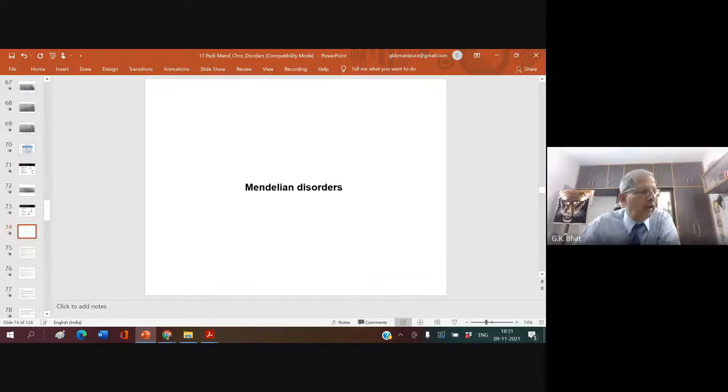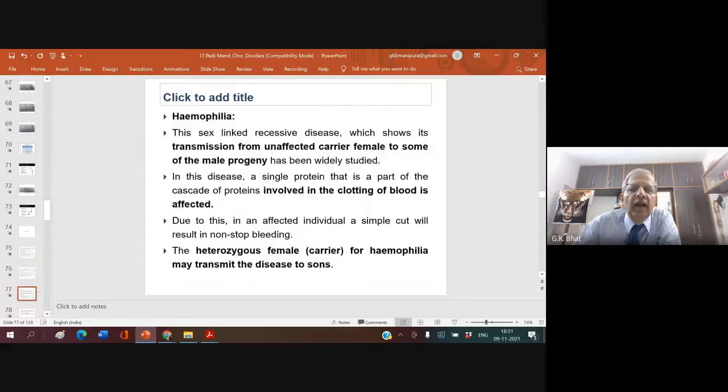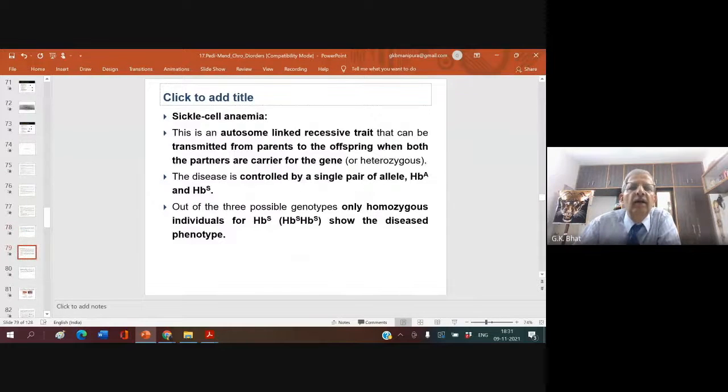Now, let us look into Mendelian disorders. Some examples of Mendelian disorders you have already studied. Shall I skip over this? We have already studied hemophilia. Have you studied sickle cell anemia?